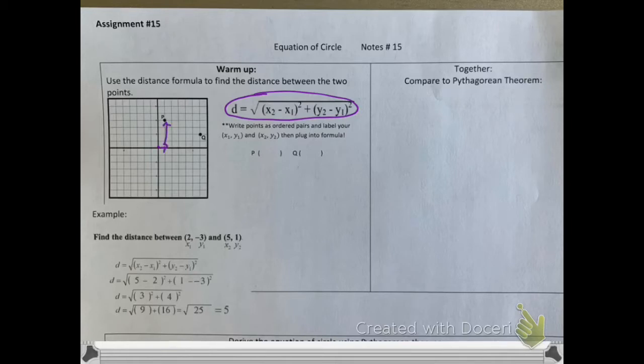So if you look at P, starting at the origin, you would go 1 to the right and then up 4. So my coordinates would be 1, 4. To get to Q, starting at the origin, you would go 6 to the right and up 2, so 6, 2. The next thing you need to do is label your ordered pairs.